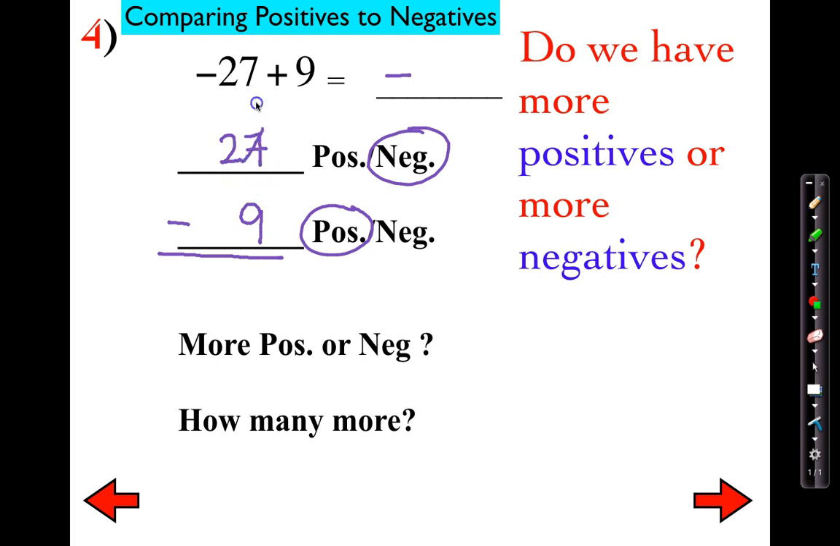So if I subtract this, 17 minus 9 is 8. 1 minus nothing is 1. So I would claim there are 18 more negatives than there are positives. And that's why my answer is negative 18.